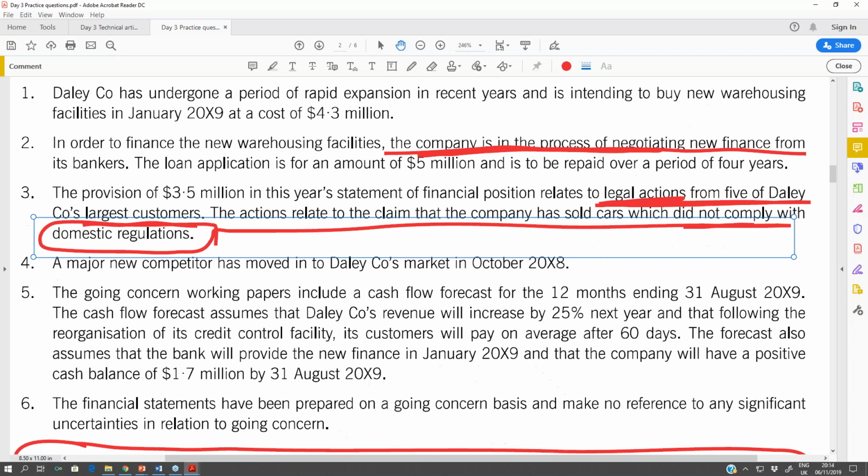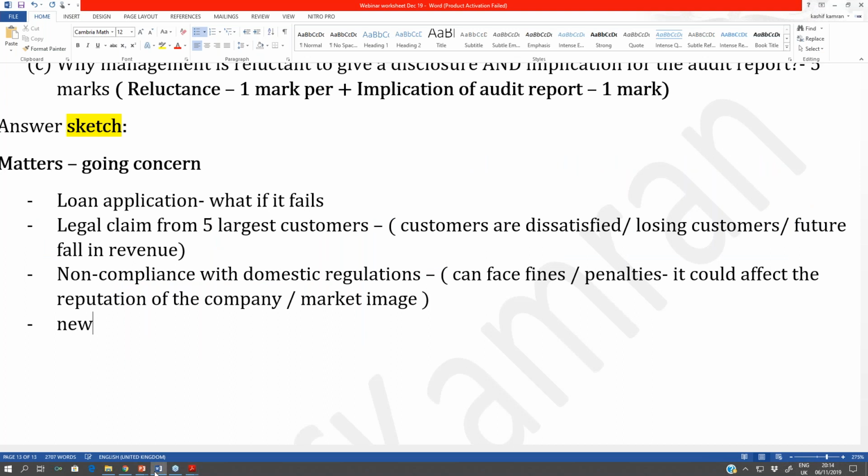A major new competitor has moved into the Delhi company's market. That sets an emergence of a successful competitor. So another issue, a new competitor, and there is a risk of losing market share in future, and it might cause doubts on going concern. So I've got 4 points.